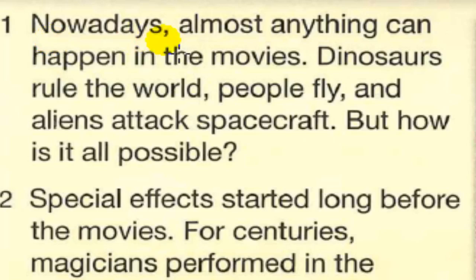One, nowadays, almost anything can happen in the movies. So in the movies, you can do a lot of things. You can make people fly, like in the movie X-Men. Dinosaurs rule the world. People fly. And aliens attack spacecraft, spaceship, space vehicle. But how is it possible? How is it all possible? When you watch a movie, you see it as if it's real.